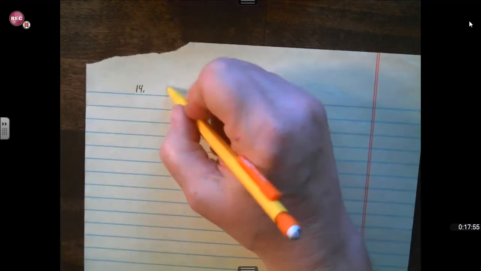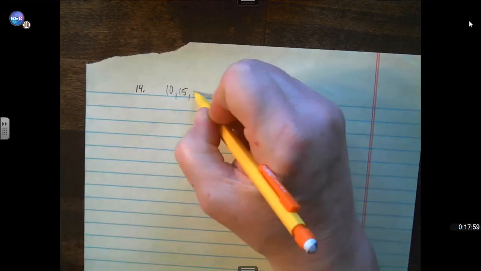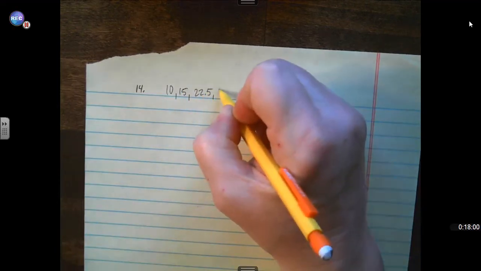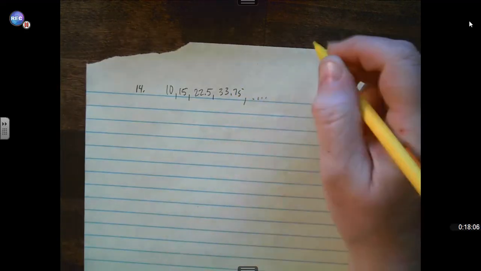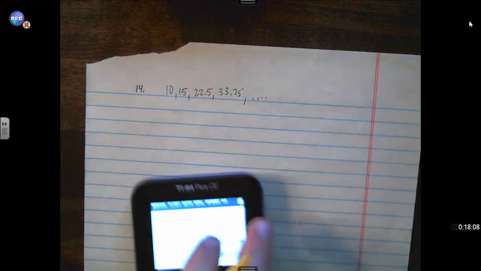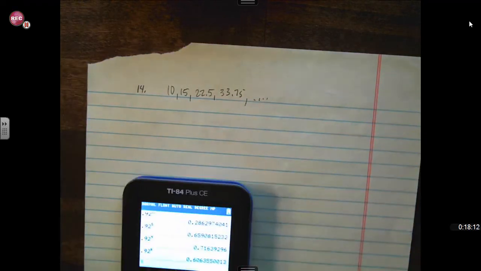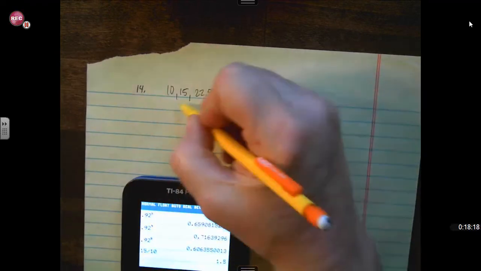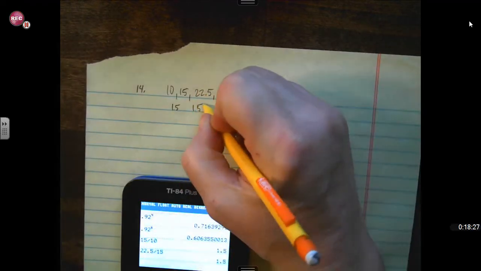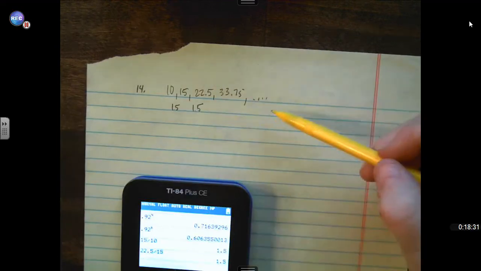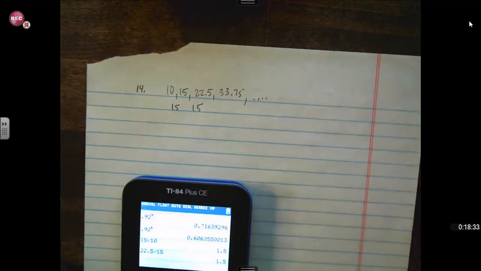The sequence is 10, 15, 22.5, 33.75, and so on. And is it a geometric sequence? The easiest way to tell is to take the second term, 15, divided by the first term, 10, and I get 1.5. And then take the third term, 22.5, and divide it by the second term, which is 15, and get 1.5. And if I were to keep doing that, I'm going to get 1.5 all the way through.